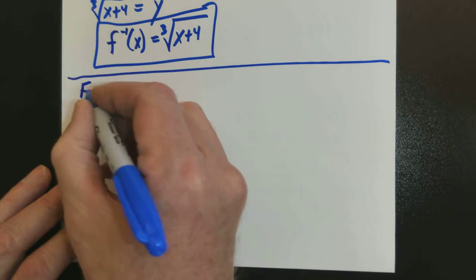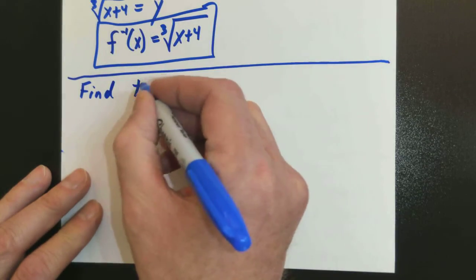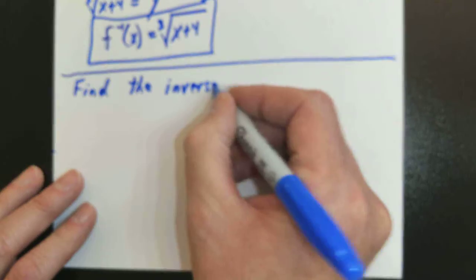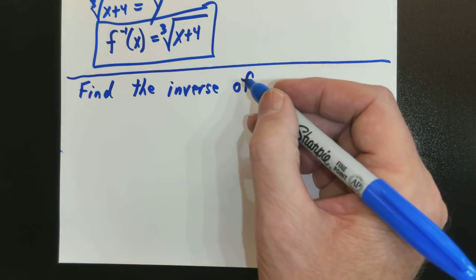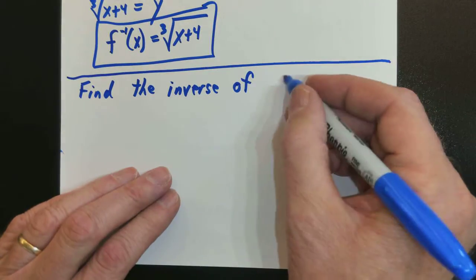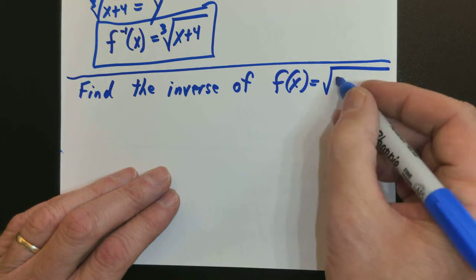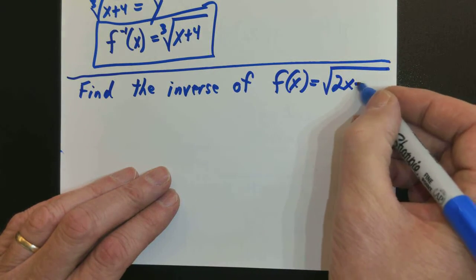So let's find the inverse of f of x equals the square root of 2x minus 3.